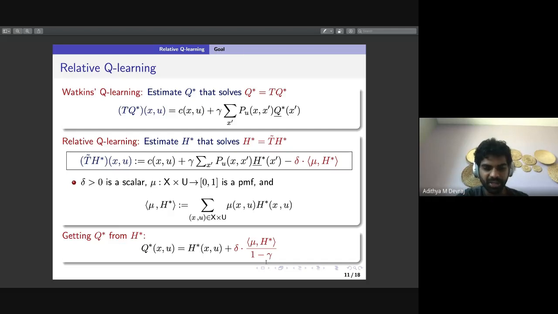But just to clarify, if you add this constant back, and if you look at the error bounds between this Q function that you learn from the relative Q function by adding this constant and the optimal Q function, you get back that 1 over 1 minus discount factor in your bound. So I don't know if it really nullifies the effect of relative Q learning, but you get back that factor for sure. Okay, thank you. Yeah, no problem.